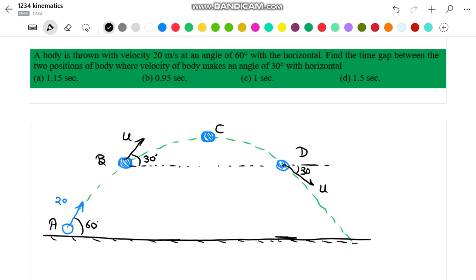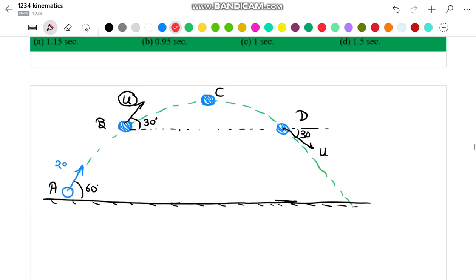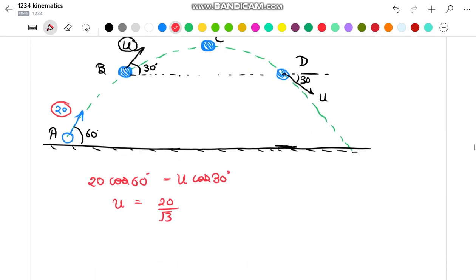So let us now shift our focus at point B where velocity is u and it makes an angle of 30 degree. Suppose we have to find the value of u. For this purpose, we can use the fact that the horizontal component of velocity of projectile remains constant. So equating the horizontal component of its velocity at points A and B, we can write 20 cos 60 degree is equals to u cos 30 degree. From here the value of u comes out to be equal to 20 by root 3 meter per second.